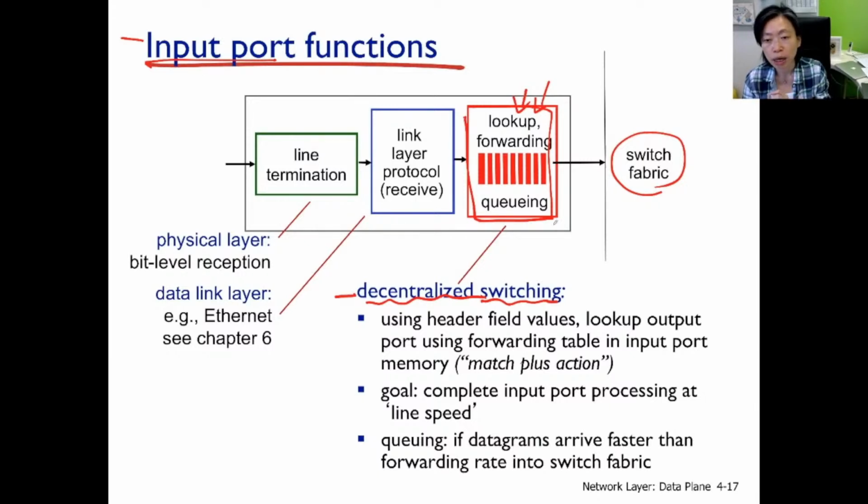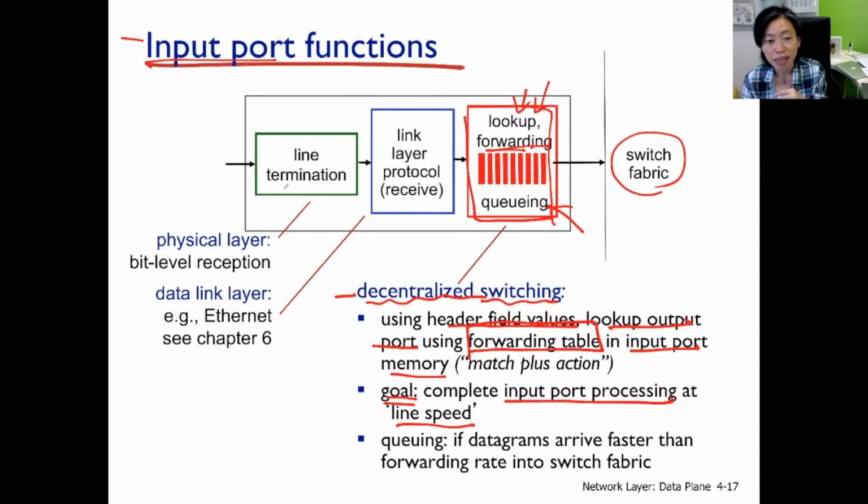So each lookup processor here is doing this. It looks into the header fields in the packet, okay? And it's seeking the output port using a forwarding table that's installed from the route processor, and that is installed already into the input port memory here, right here. So the goal for the incoming network interface is that it can complete the input port processing, the lookup forwarding, at the line speed.